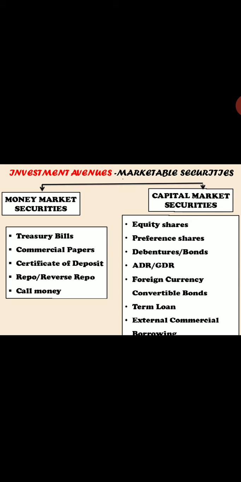Basically, T-bills are short term debt instruments issued by the government of India, and are presently issued in three tenors. You have three types of T-bills: one for 91 days, 182 days, and 364 days. In simple words, the maturity period is roughly 3 months, 6 months, and 12 months.